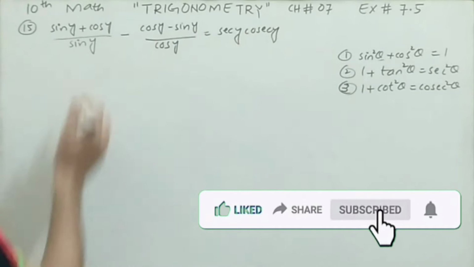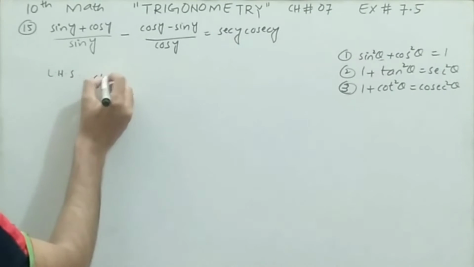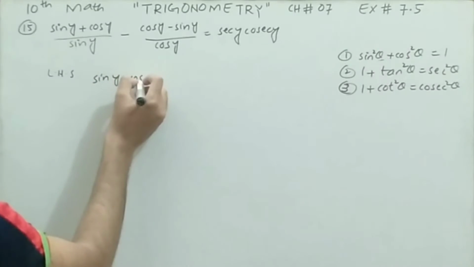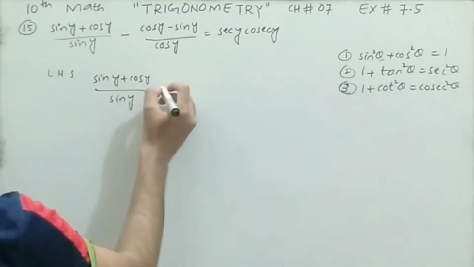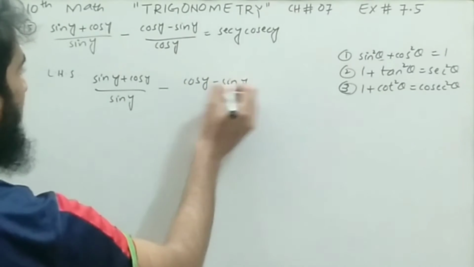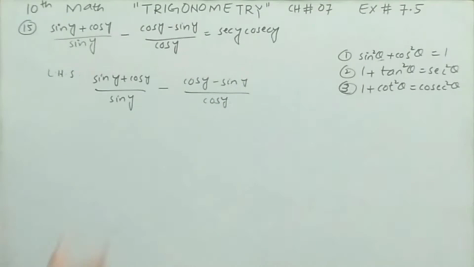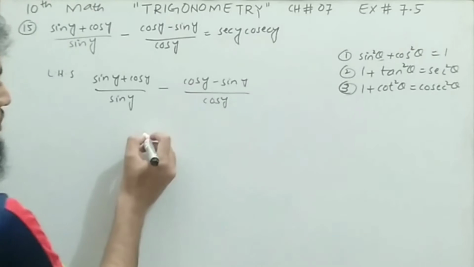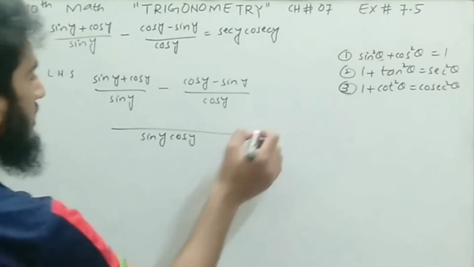So let's suppose I take the left hand side. On the left hand side we have sin y plus cos y divided by sin y, and minus cos y minus sin y whole divided by cos y. Now after this I take the LCM, sin y and cos y. So sin y and cos y, so whole division.